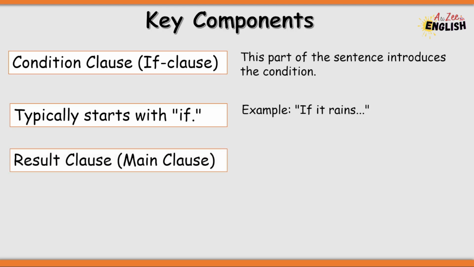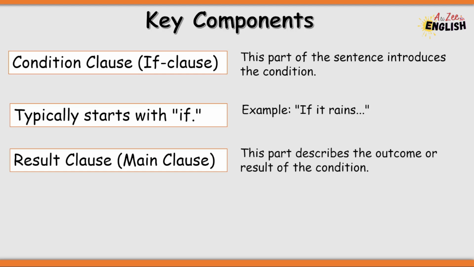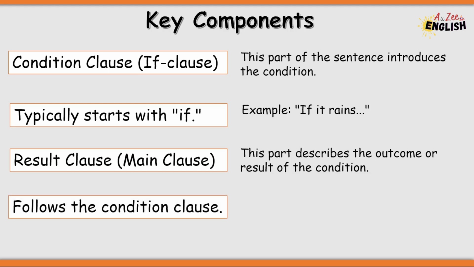The result clause is also known as the main clause. This part describes the outcome or the result of the condition. It follows the condition clause. For example, we will stay indoors.